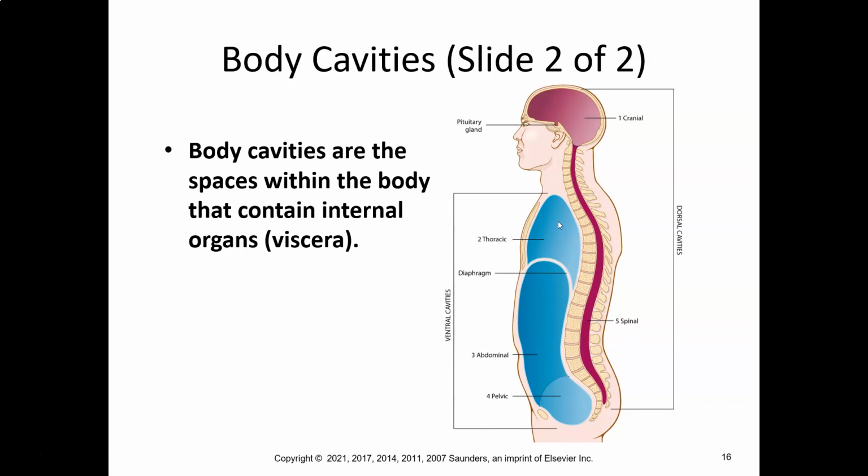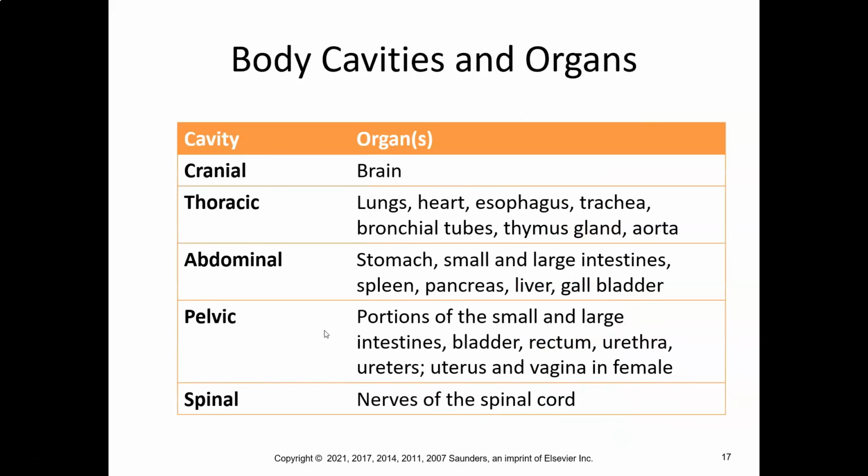The diaphragm separates the thoracic from the abdominal cavity. What do you think is in the abdominal cavity? Well, you've got your stomach, liver, right? Intestines. The spinal cavity, which houses the spinal cord. Then we have the pelvic cavity, which houses your reproductive organs.